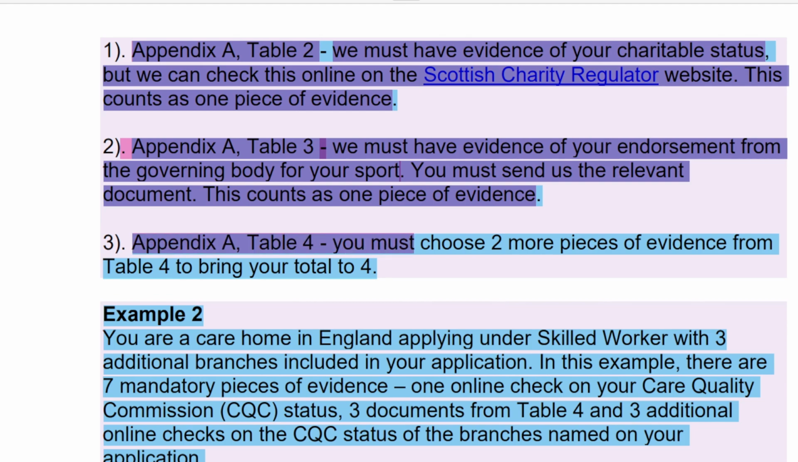Appendix A, Table 4, you must choose two more pieces of evidence from Table 4 to bring your total to 4.